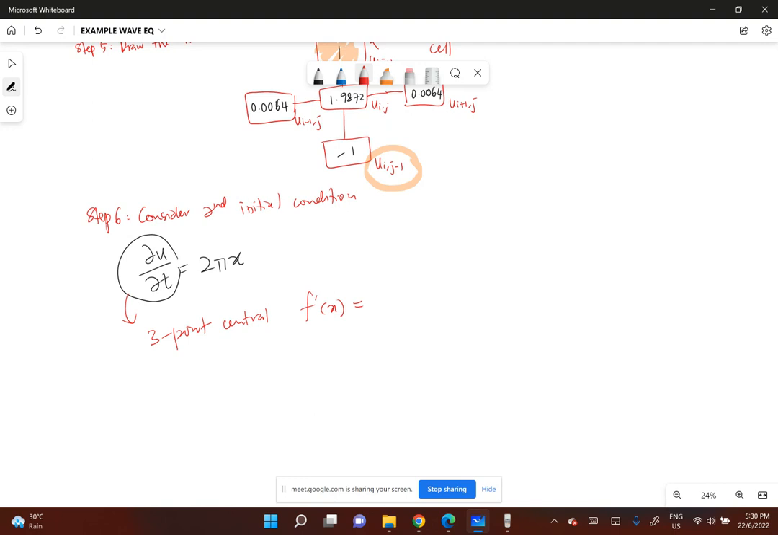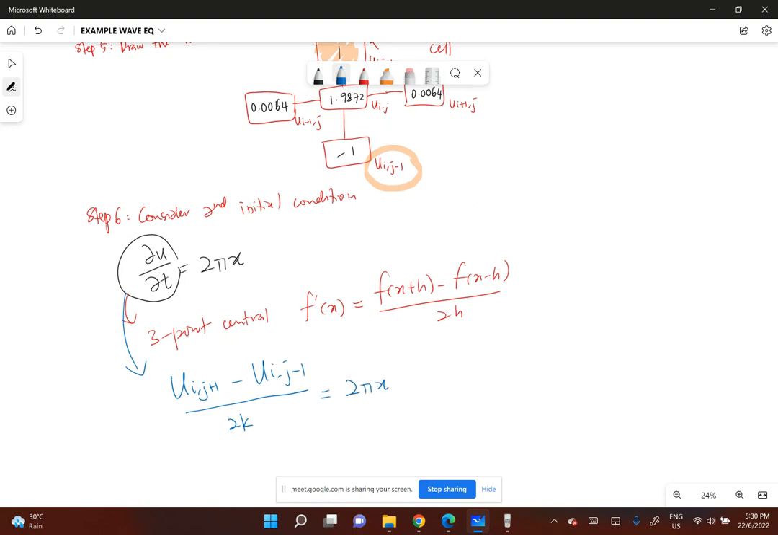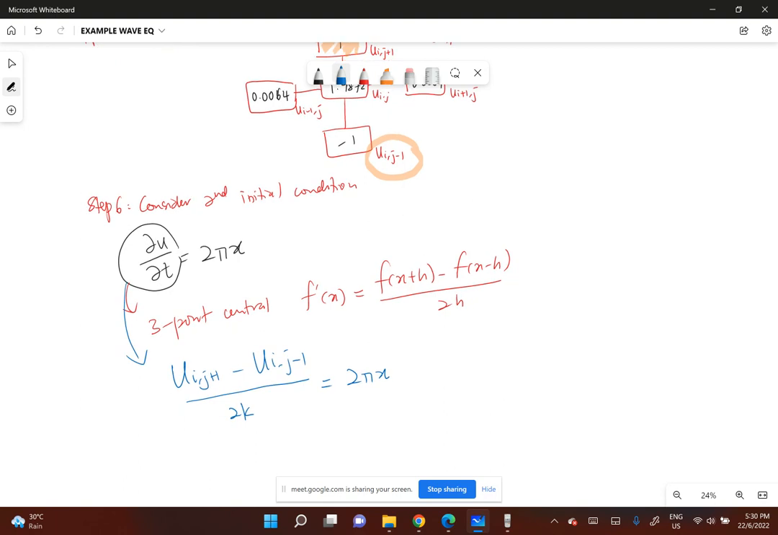Page open 122. 3-point center: f(x plus h) minus f(x minus h) divided by 2h. So that means when we change to the finite difference form, it becomes u_i,j+1 minus u_i,j-1 divided by 2k. So equal to sine 2 pi x. Okay. Class, okay ke? Amirul? Muhammad Amirul, okay?